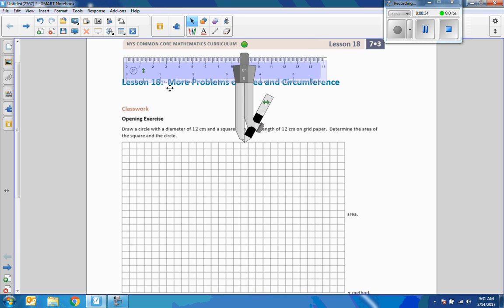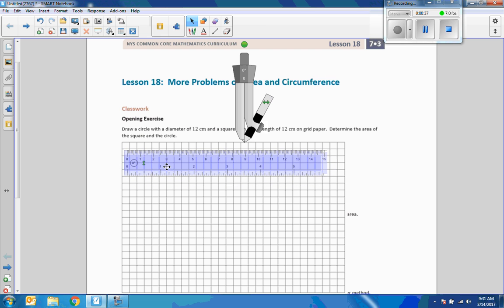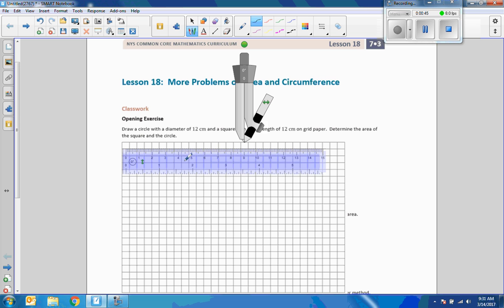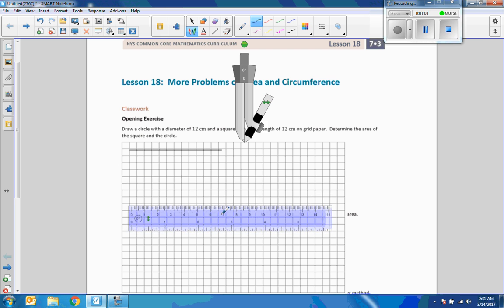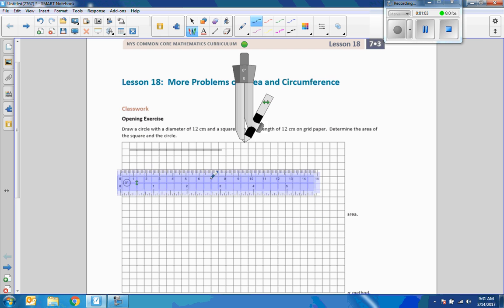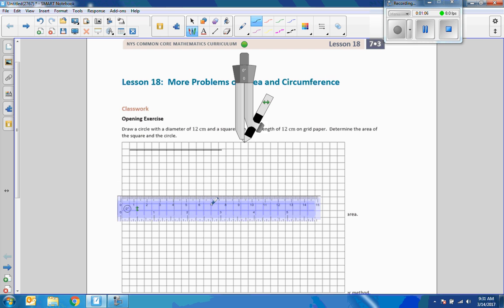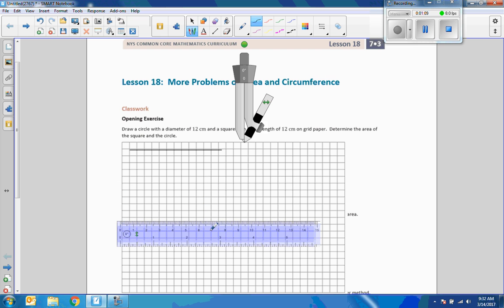So I have my compass, I have my ruler, so I brought in this grid and I am going to go by twos because it's not large enough to go any smaller. By ones, I can't do that. So I'm going to start here, and that's 1, 2, 3, 4, 5, 6, 7, 8, 9, 10, 11, 12. I guess I do have room. Okay, and I want to go down 1, 2, 3, 4, 5, 6, 7, 8, 9, 10, 11, and 12 is right here.